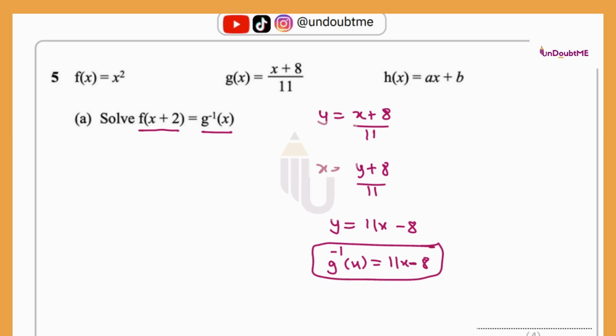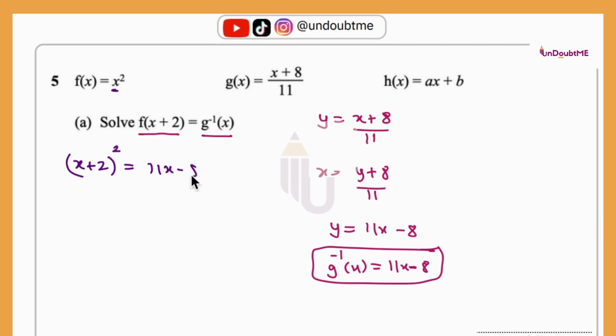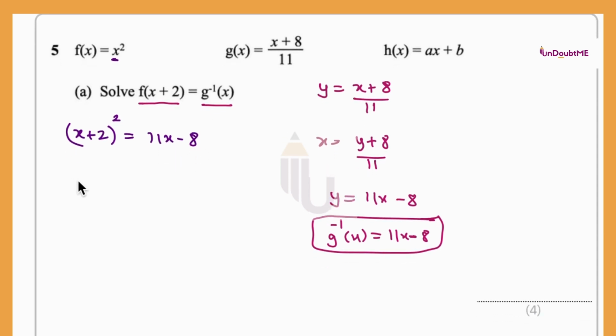Okay, f of x plus 2. f of x plus 2 means in x you have to just put x plus 2 whole square is equal to 11x minus 8. We have to expand, make a quadratic, and then solve that quadratic. So x square plus 4x plus 4 is equal to 11x minus 8. x square minus 7x plus 12 is equal to 0.